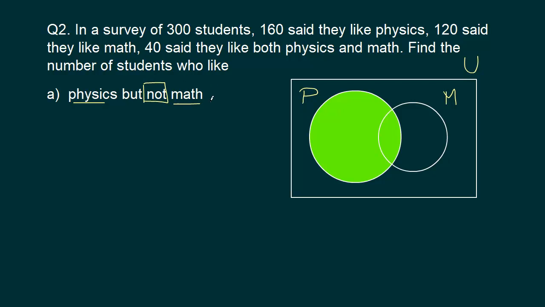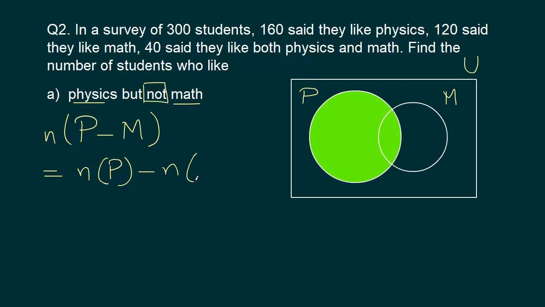We know whenever we see this, it means difference. So what we need to find out is P minus M. Physics not math is P minus M. We need to find the number of elements of this set. And the formula for this is quite straightforward. It is the number of elements in set P minus the number of elements in set P intersection M. We learned this when we studied difference of sets, but this is also very intuitive. We can just look at it visually.